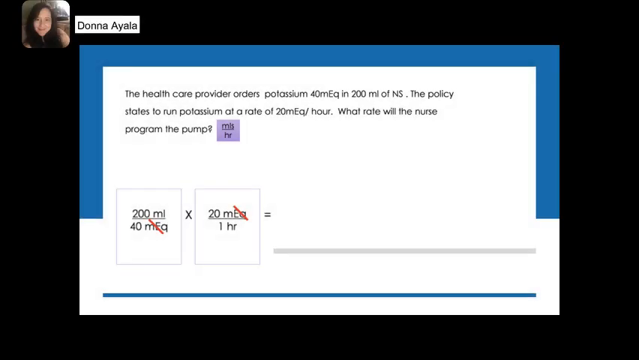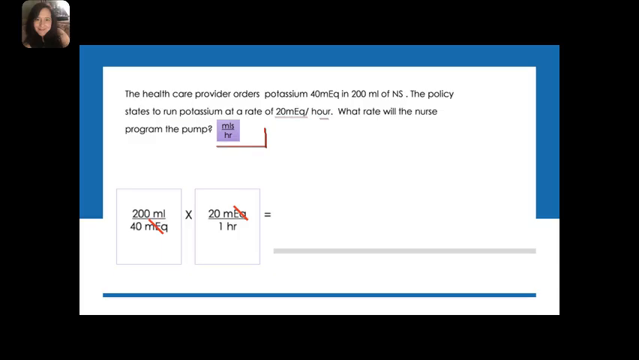Let's take a look at another order for an IV. We have a potassium order for 40 milliequivalents in 200 mils of normal saline. The policy states to run this at a rate of 20 milliequivalents per hour. So what rate will the nurse program the pump? And as I mentioned, pumps are usually in mils per hour, so that's going to be our factor label.